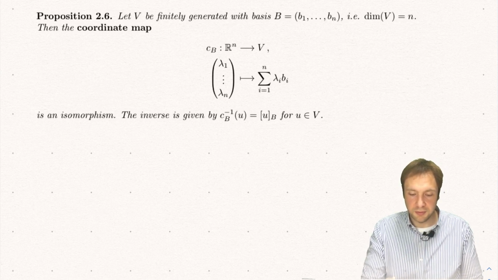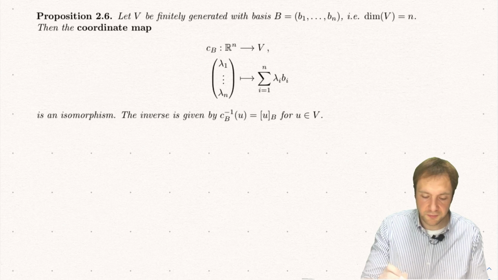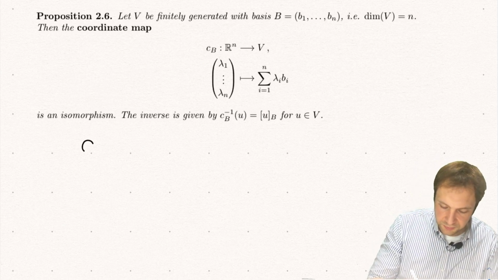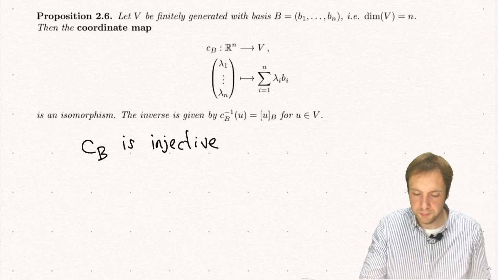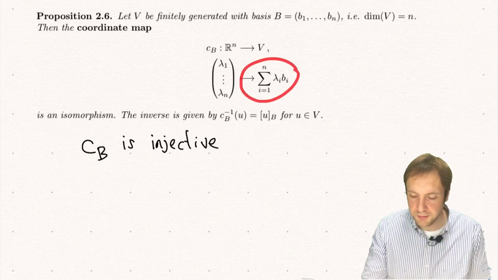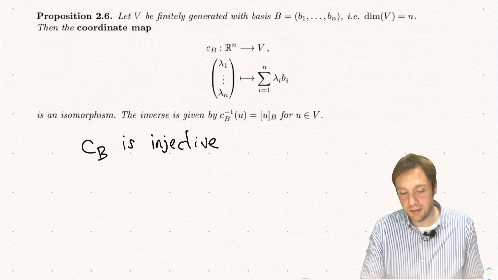So why is it injective? C_B is injective because these b_i, they are a basis and therefore they are linearly independent.